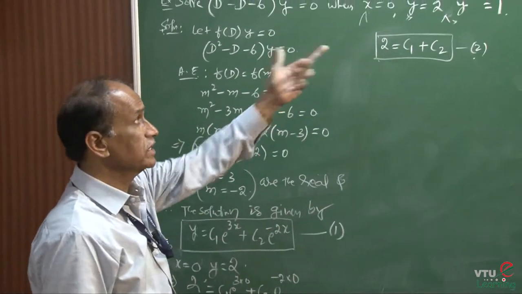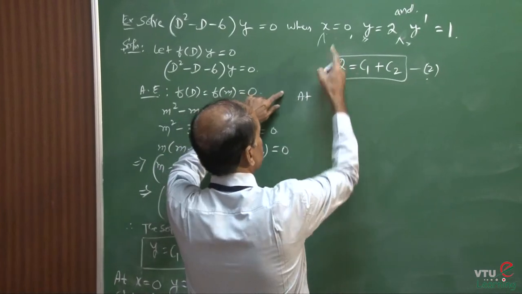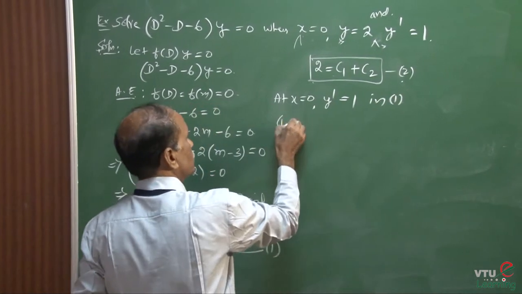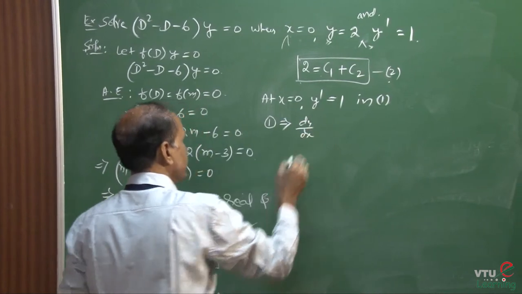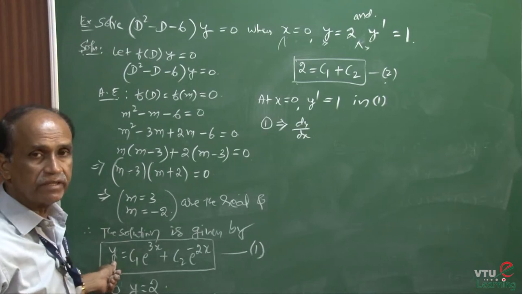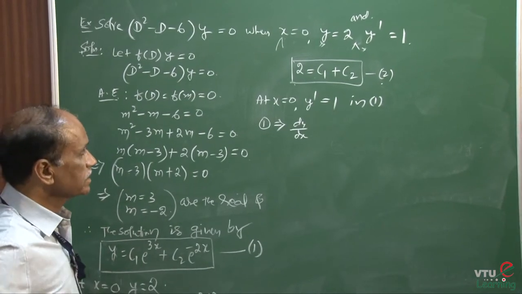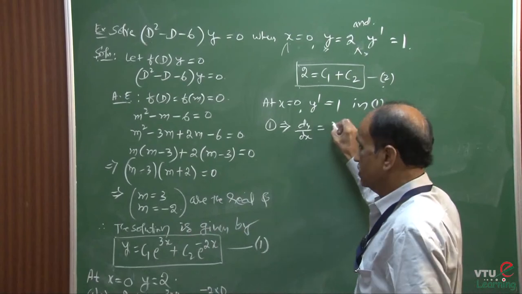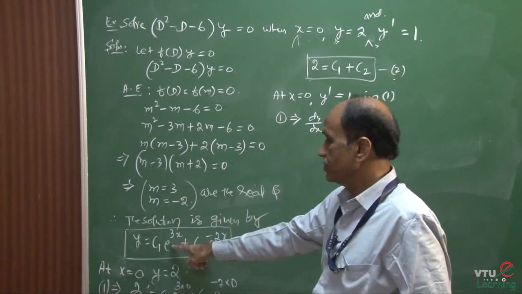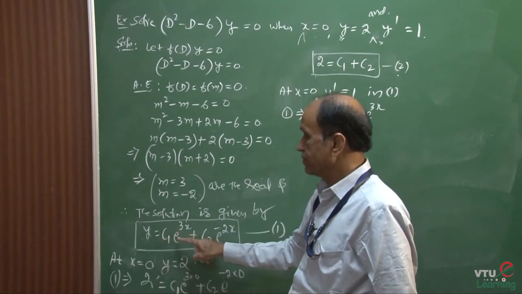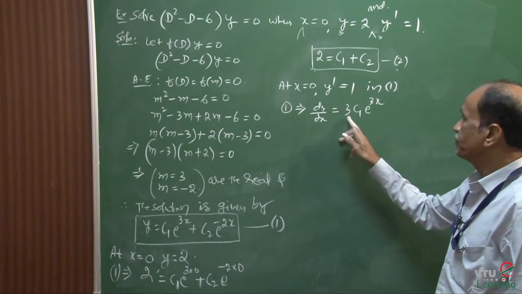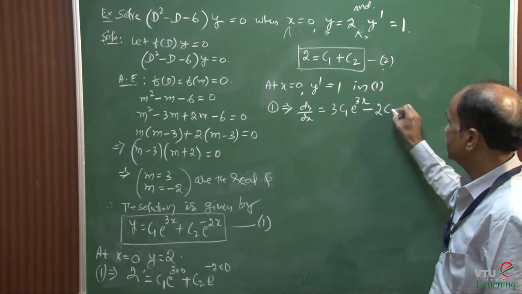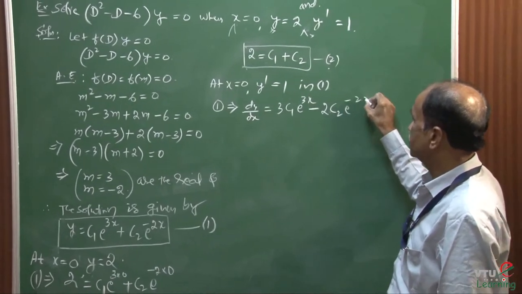Let us try for application of another initial condition. Now, at x equal to 0 and y dash is equal to 1 in equation 1. Okay. So, 1 implies dy by dx because it is not in the derivative form. So, now we will take the derivative form, that is in place of y we will write dy by dx. So, what is the differentiation on the right side? That is dy by dx is equal to 3 times c1 e to the power 3x, differentiation of exponential term keeping c1 as constant, e to the power 3x gives us 3 into e to the power 3x, and second term minus 2, because there is a minus 2, and c2, this is e to the power minus 2x.